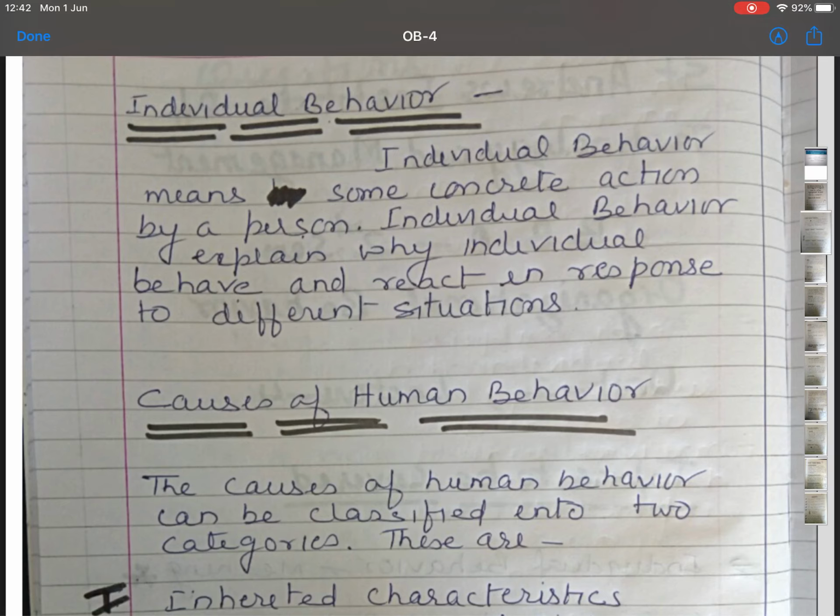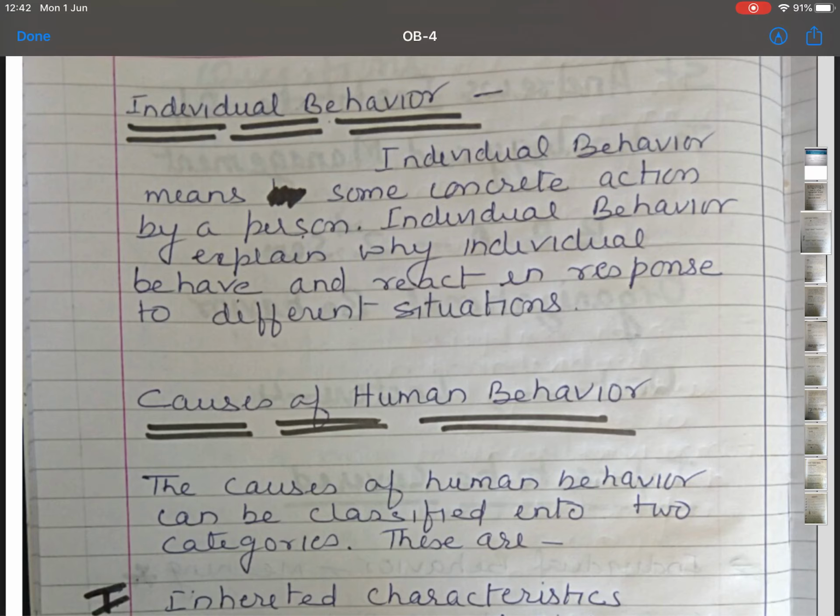An individual's behavior may change due to change in the environment. Different people behave differently in the same or similar environment. However, when the situation demands, the environment may change the behavior of an individual. So, I'm starting with the first topic, that is individual behavior. Individual behavior means some concrete action by a person.